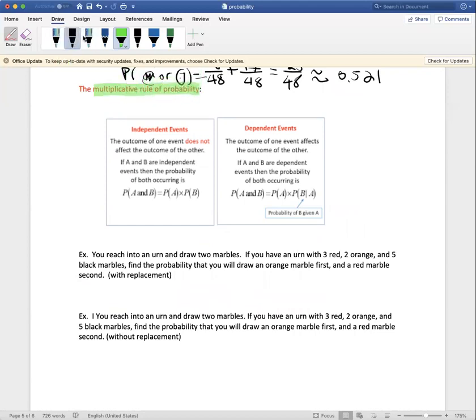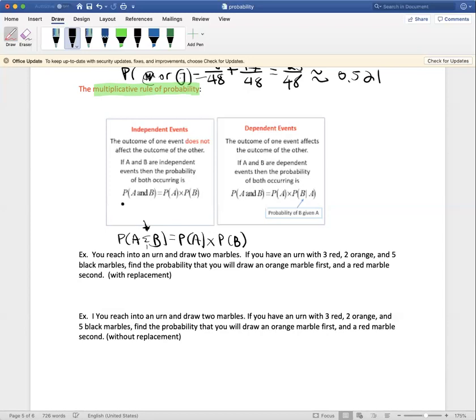Here's how the multiplicative rule of probability works. If you have 2 independent events, and when we talk about this idea of independence, that means the outcome of one event does not affect the outcome of the other. We're going to talk more about that in a second. But if you have 2 independent events, then the probability of A and B is the probability of A times the probability of B. So anytime you hear the word and, most of the time, I shouldn't say anytime, but most of the time when you hear the word and, when we're dealing with probability, I want you to think of the multiplicative rule for probabilities.